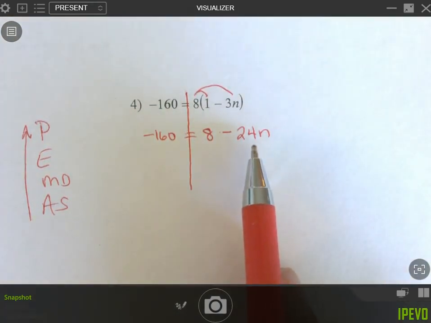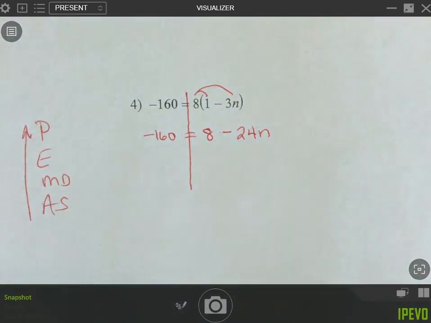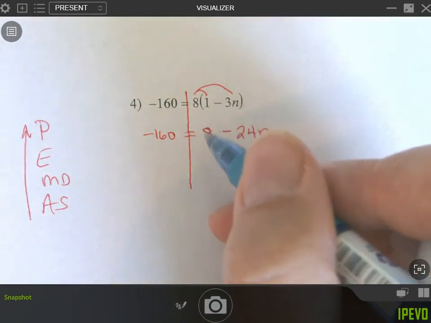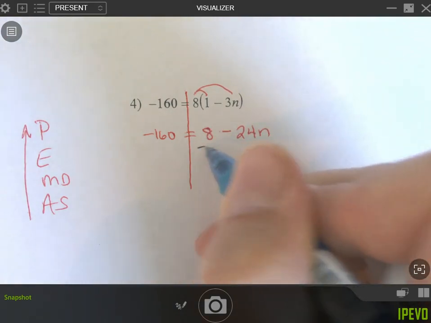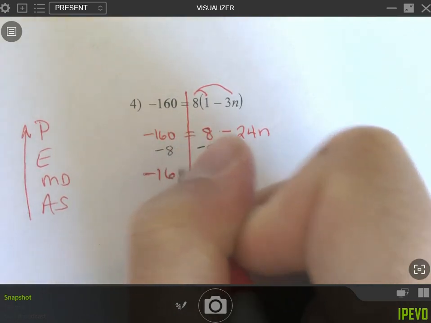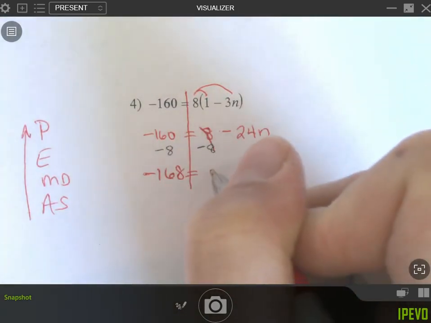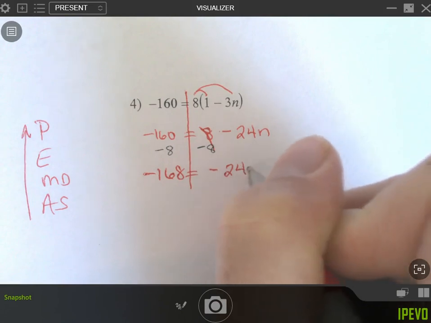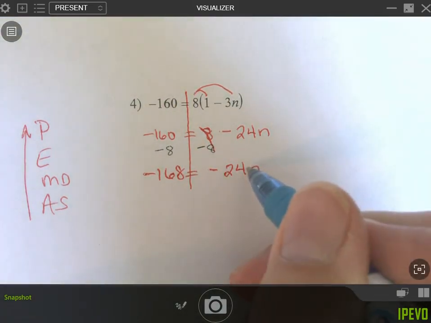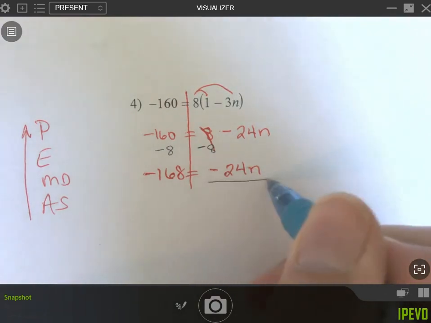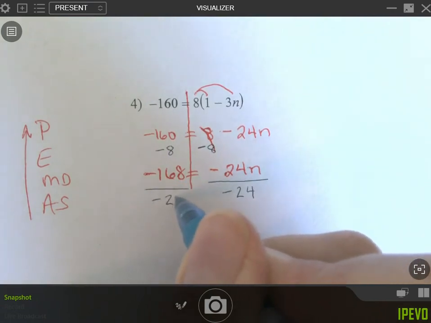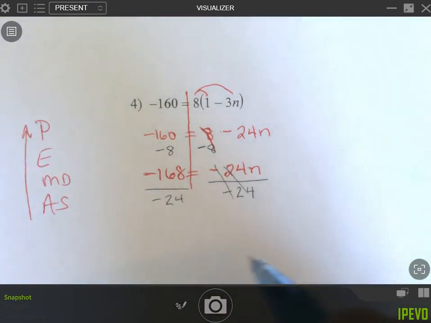Do I get rid of the negative 24 or the 8 first? Get rid of the 8 first by doing what? Yeah, so cross the line, change the sign. If I have a positive 8, I'm going to change it by subtracting 8. So on the left, I get negative 168, and on the right, that cancels, and don't lose that negative sign, negative 24n. Okay, I need to get n by itself, so in order to get rid of this multiplication, I'm going to divide by negative 24 to both sides. Watch your negative signs. These should cancel and leave me just n.